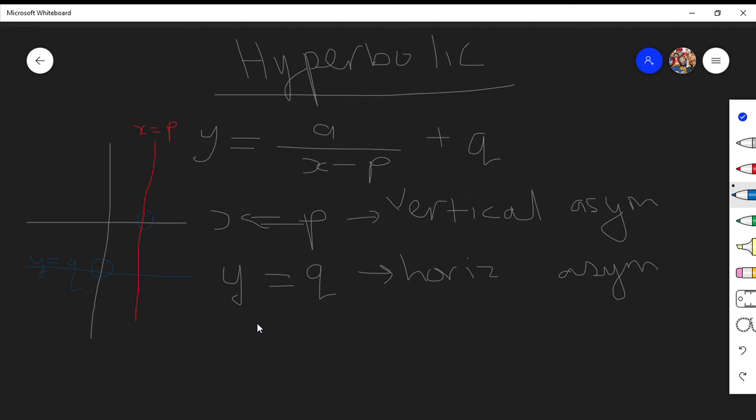Okay, so p is the vertical asymptote, but p is also the horizontal shift. So if the graph were to shift horizontally, your value of p would change. If your graph was to shift vertically, your value of q will change.